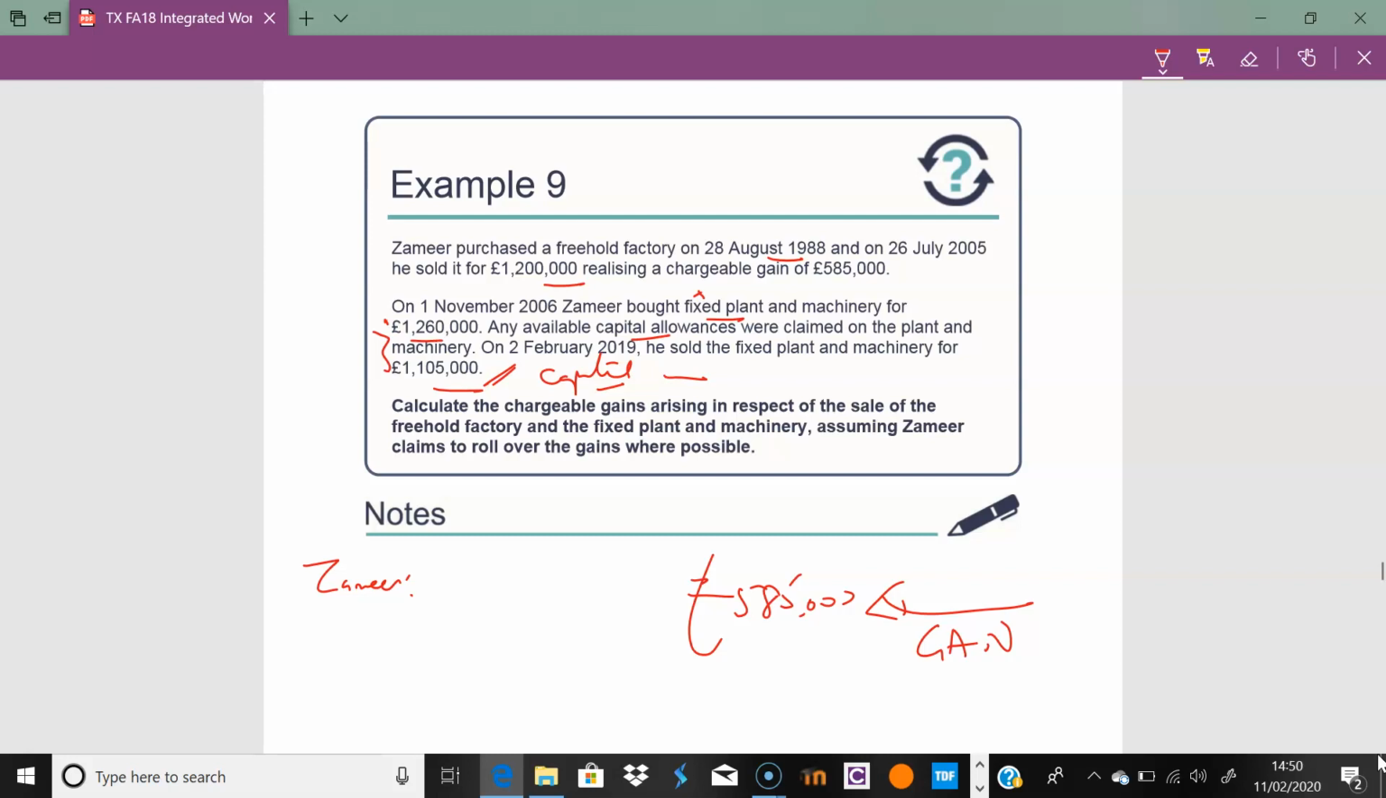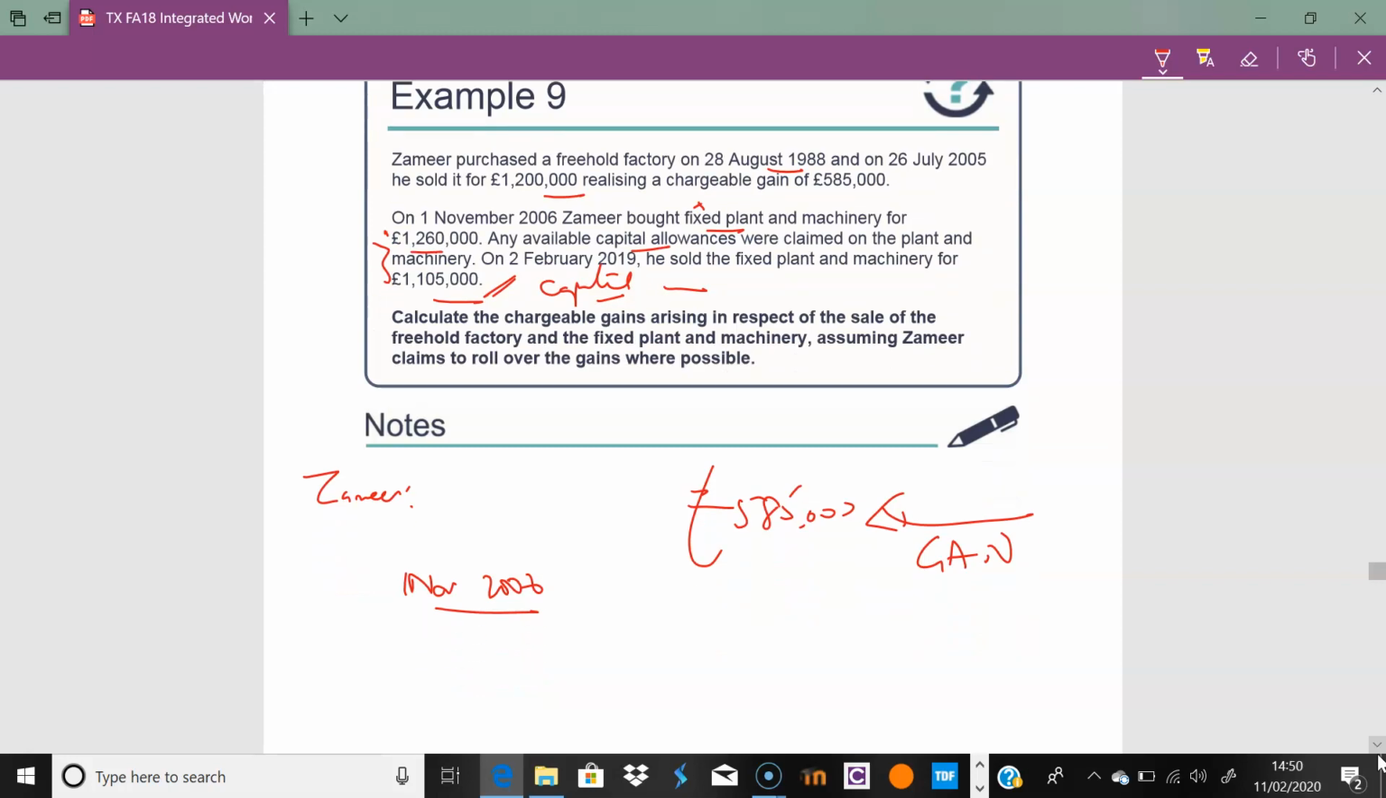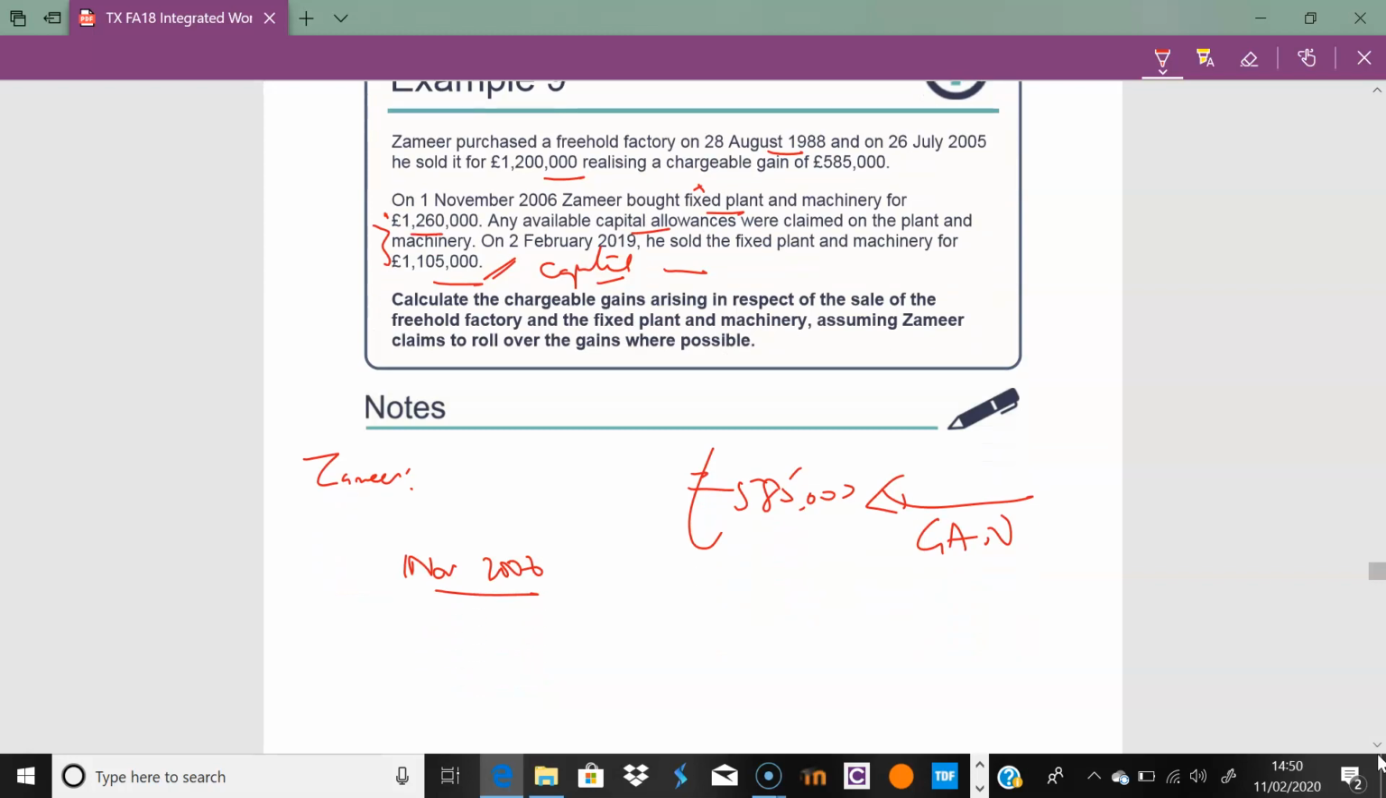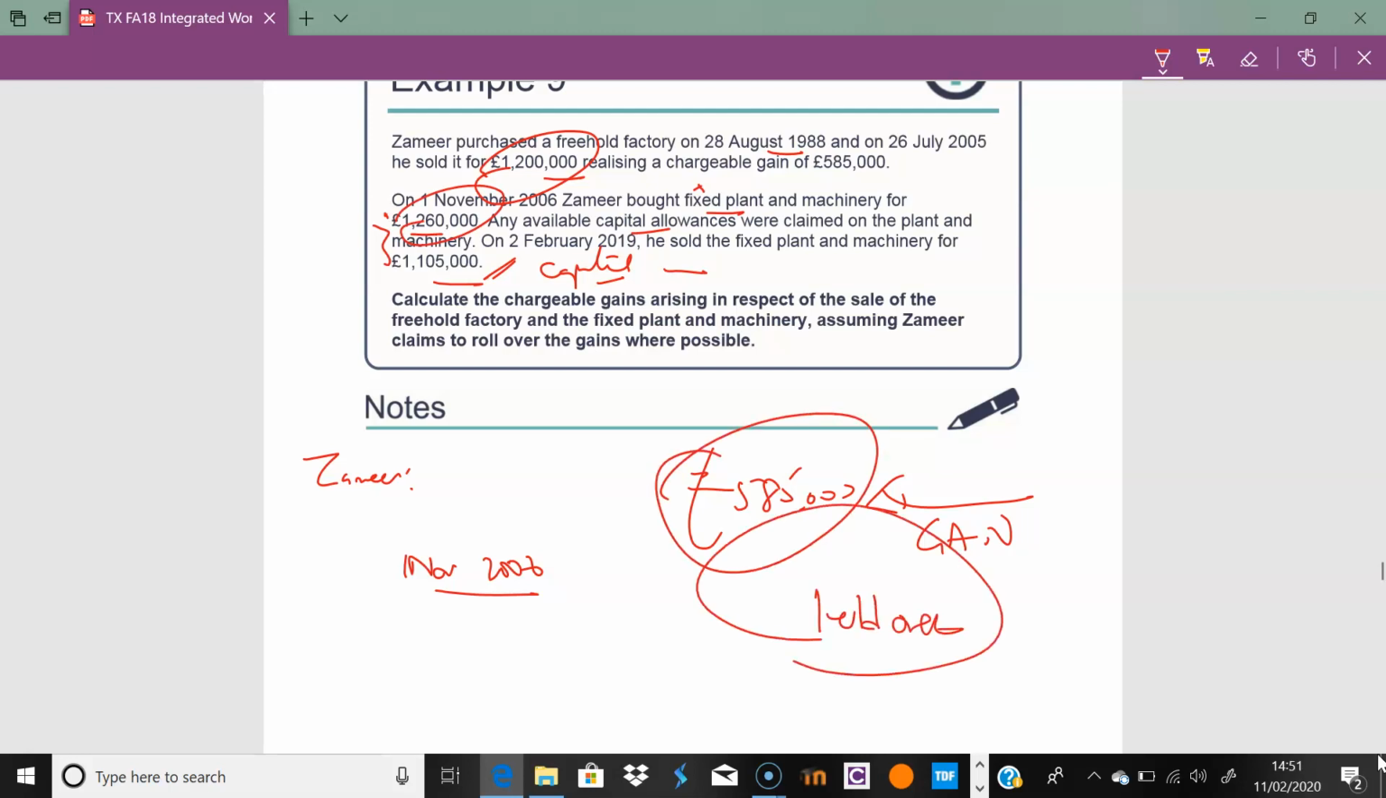Right. So on the 1st of November, he buys fixed plant and machinery, and he sells it on the 2nd of February 2019. First of all, we know that he spent all the money, because he sold the factory for this. That's the proceeds, but he spent all of it. So all of it can be held over. That makes sense. You can hold over that relief.